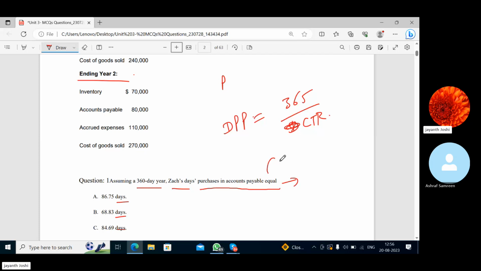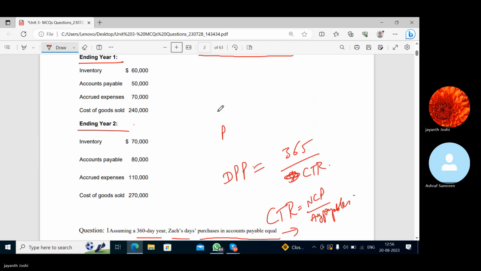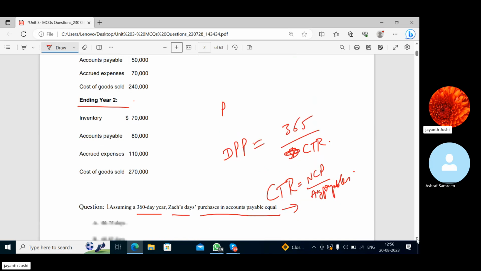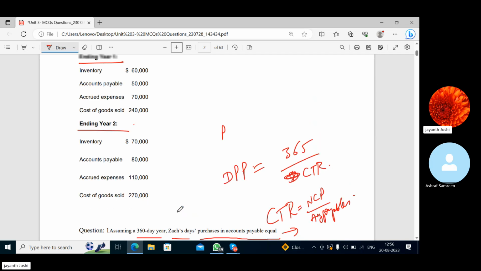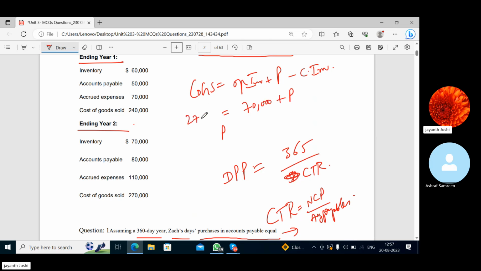So creditors turnover ratio is net credit purchases by average payables. So if they don't give the purchases, first you need to find out your purchases. And they're asking for which year? For the second year, right? Yeah, it's for the current year only. So for finding out the purchases, you have the formula COGS is equal to opening inventory plus purchases minus closing inventory, right? Your opening inventory is 70,000 in year 2, plus purchases. We need to find out. COGS is 2,70,000 minus your closing inventory.